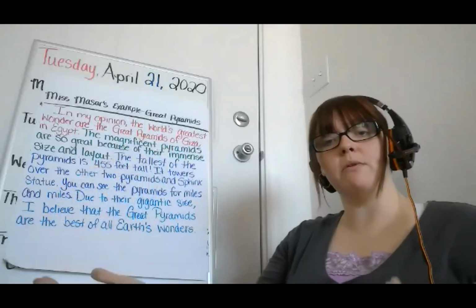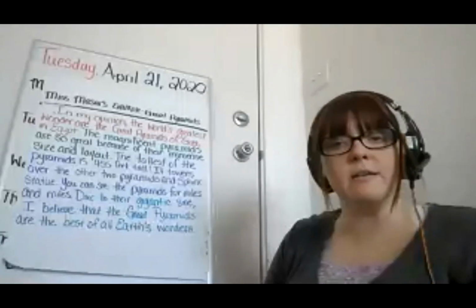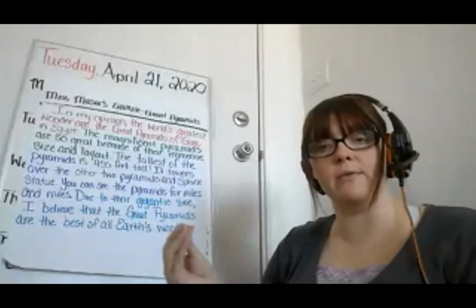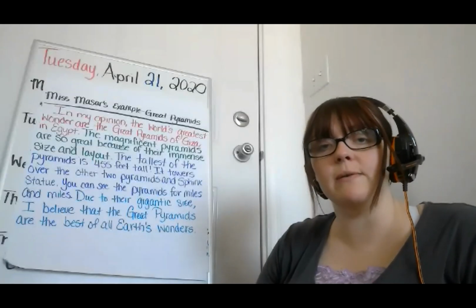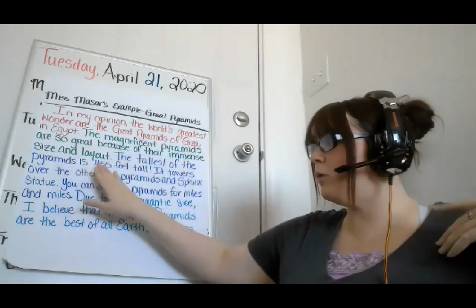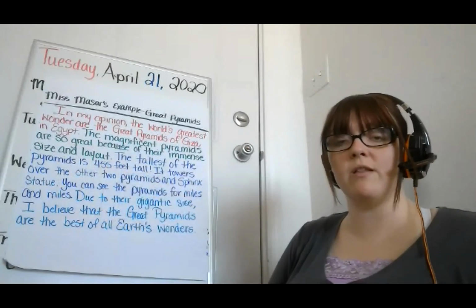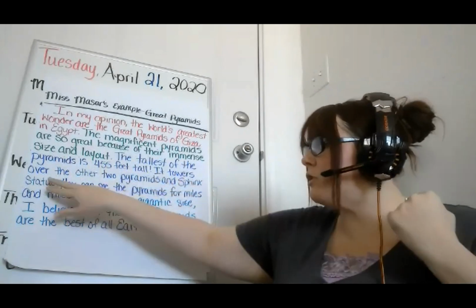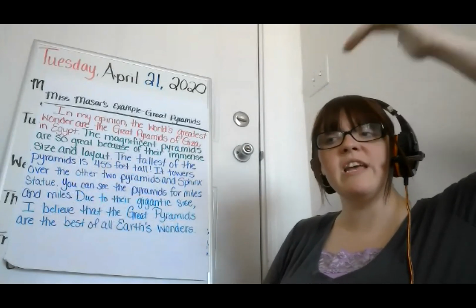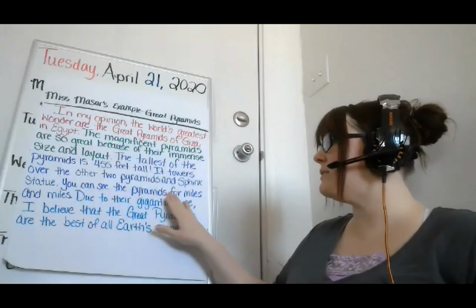Now I'm going to give you examples of how big they are. I'm going to be very specific, and I'm going to take those details from the text that I read. Because if in your prompt, it tells you to include details from the text, and you're not including those details from the text, you're not following directions. It says, the tallest of the pyramids is 455 feet tall. I gave you a very specific detail that shows you exactly how tall that pyramid is. It towers over the other 2 pyramids and Sphinx statue. So not only is it 450 feet tall, it is so tall that it towers over everything else in the area. You can see the pyramids for miles and miles.